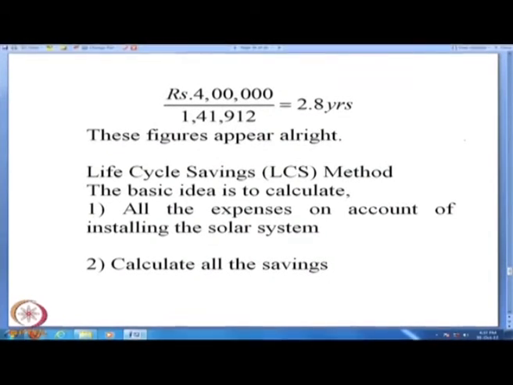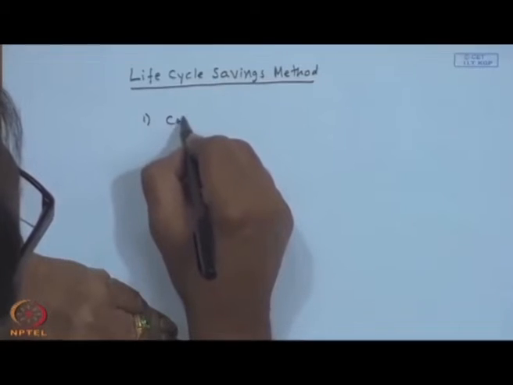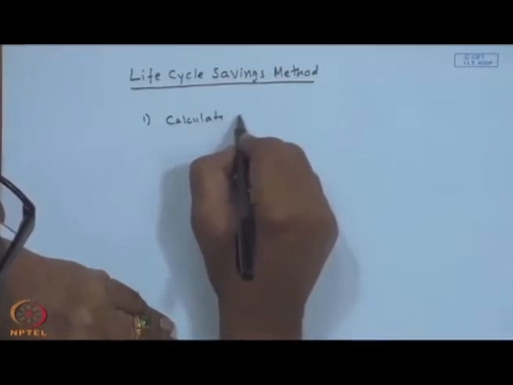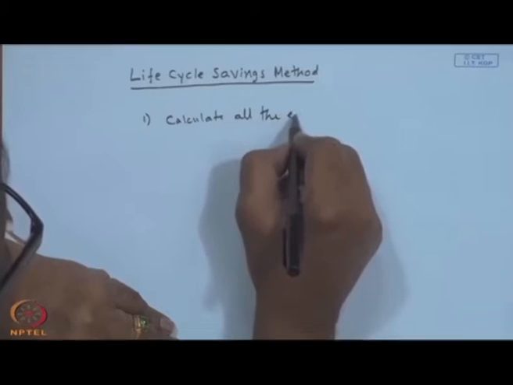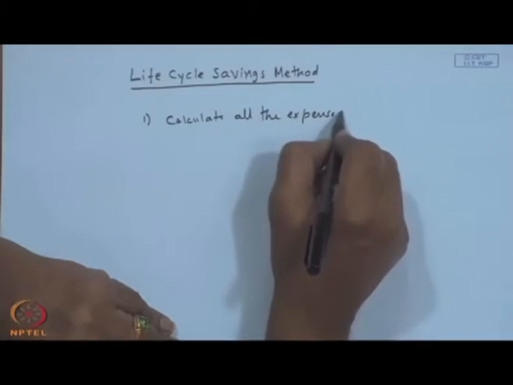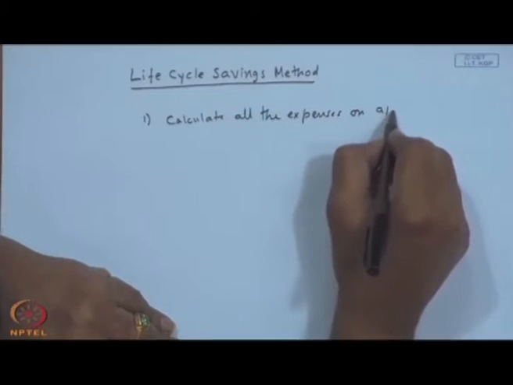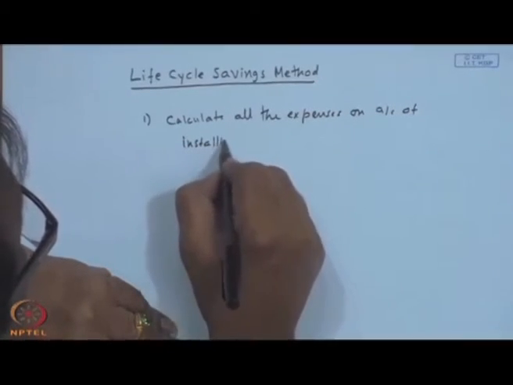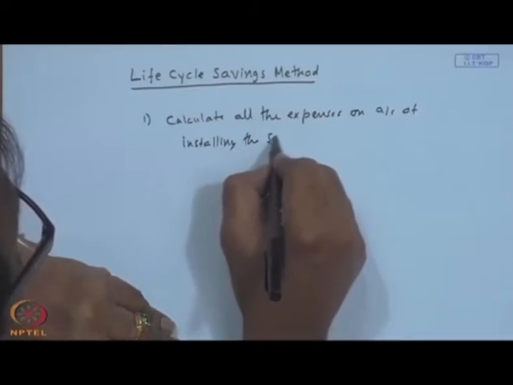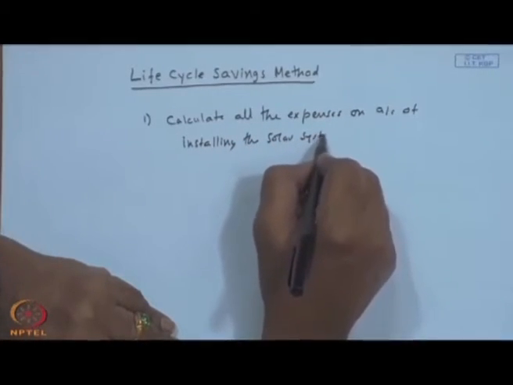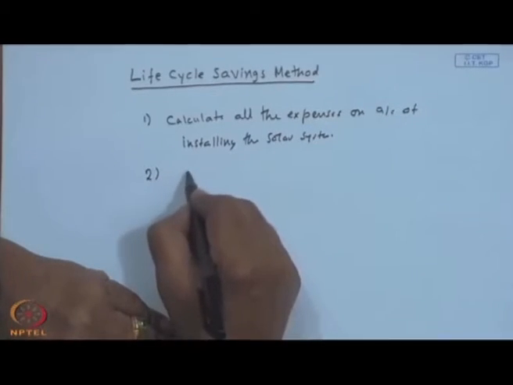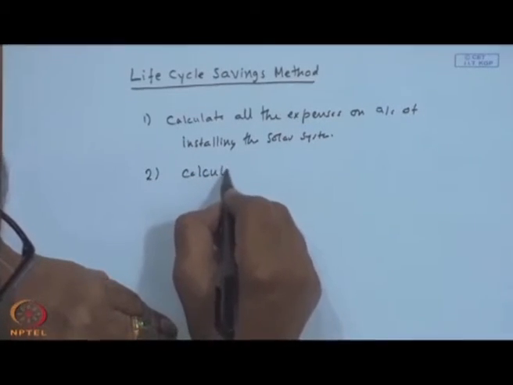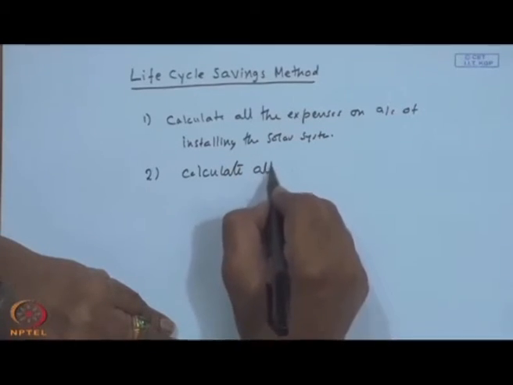So, this is the basic idea: calculate all the expenses on account of installing the solar system. Similarly, calculate all the savings.